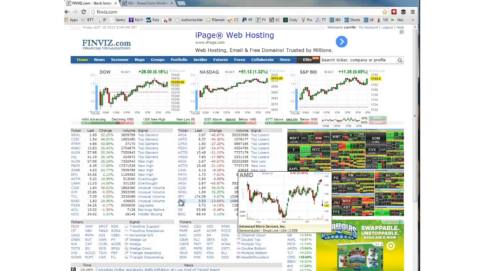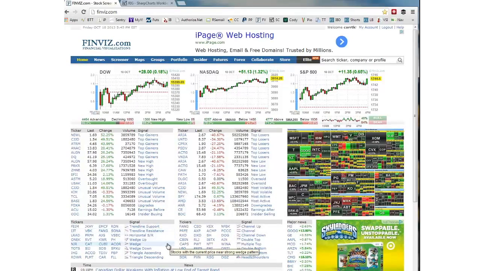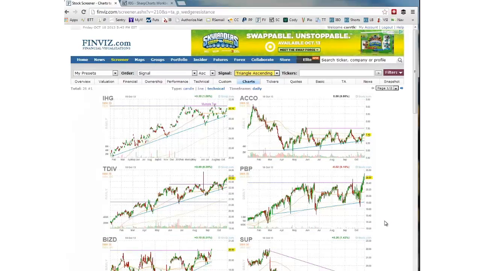Let's look at now the ascending triangle pattern, which is the third of our bullish patterns on the list. Triangle ascending. Here's a nice looking list of ascending triangles. And just like the rectangle pattern, we are looking for this pattern at the top of an uptrend. TDIV is looking pretty good here.